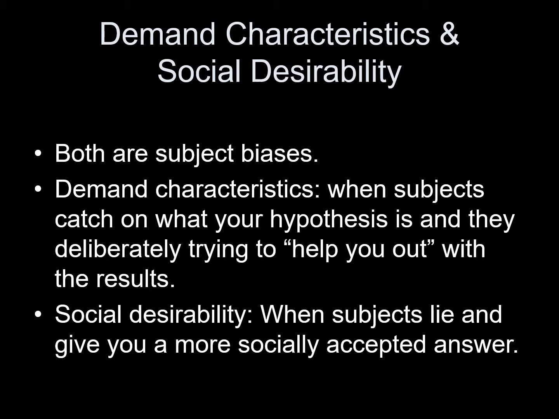Okay, now, both of these are subject biases. The main characteristic, as we said, is when subjects catch on to what your hypothesis is, and then they deliberately try to help you out with the results. Whereas the social desirability is when subjects lie and give you a more socially accepted answer.